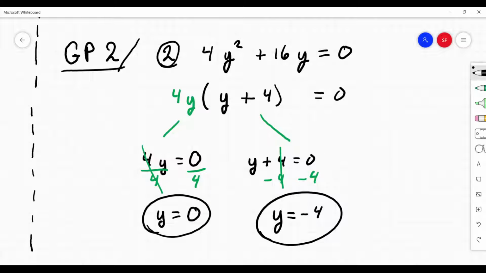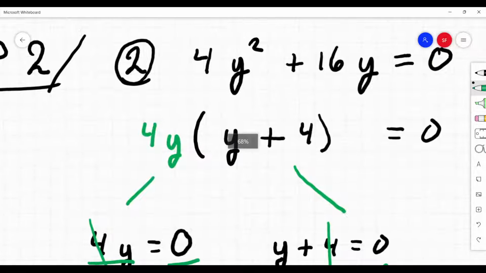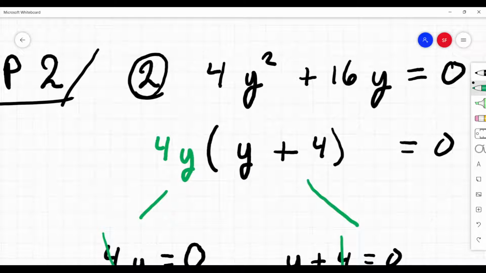What happened to the squared, that y squared? Why did it disappear? Because you divide it by the greatest common factor. Our greatest common factor is y, or 4y. So we're dividing by 4y. Y squared divided by y is y.